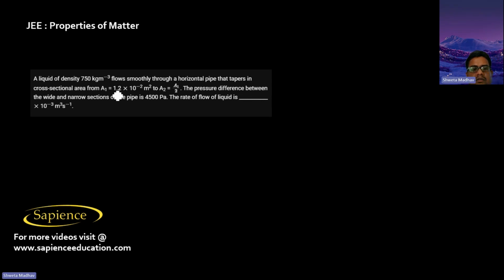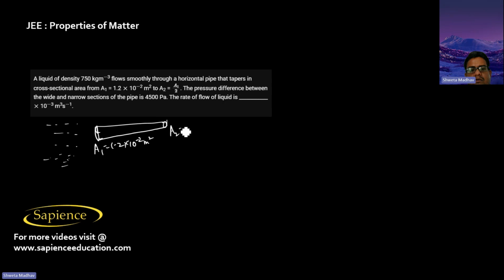Here it is told a liquid of density 750 kg per meter cube flows smoothly through a horizontal pipe. So it flows through a horizontal pipe that tapers in cross section. The cross section area gradually decreases from A1, which is 1.2 into 10 power minus 2 meter square, to A2, which is equal to A1 by 2, means it is 0.6 into 10 power minus 2 meter square.